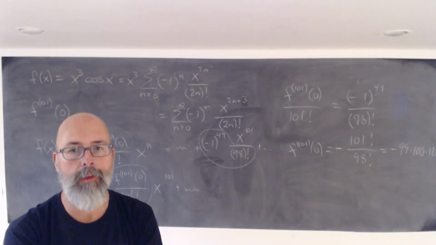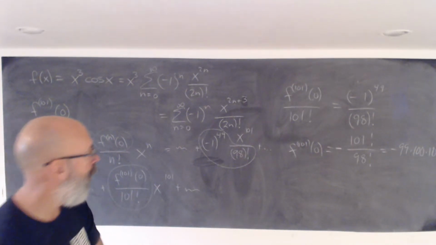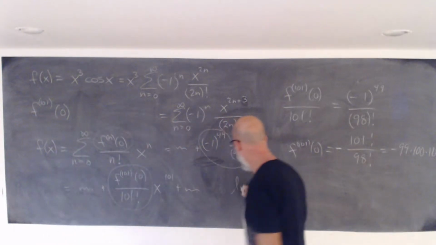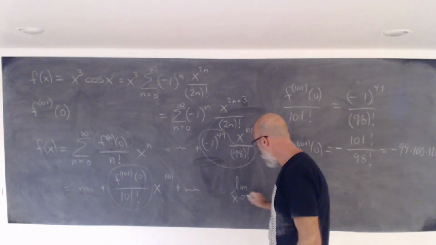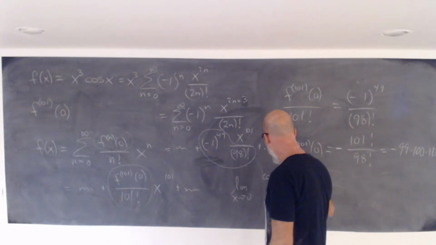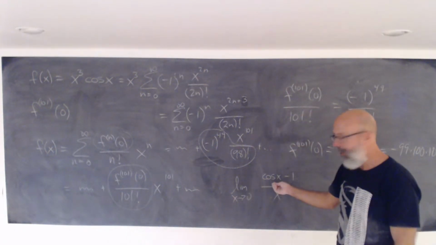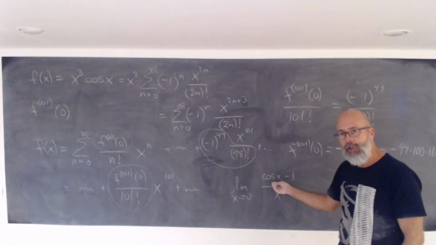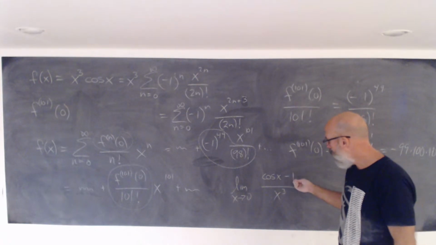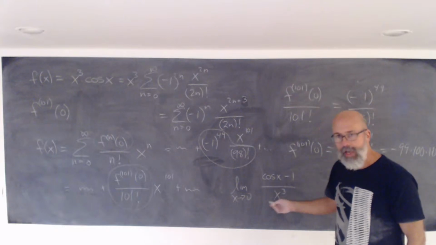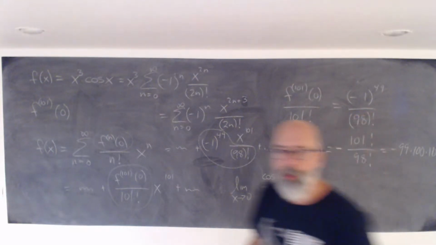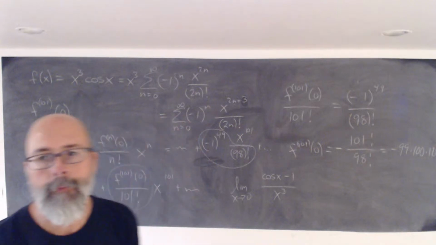We did an example like that in class already, where we were finding the limit as x goes to 0 of cosine x minus 1 over x cubed. And we did that by finding the Taylor series or the Maclaurin series for cosine x, subtracted 1, factored out an x cubed, everything works very nicely.